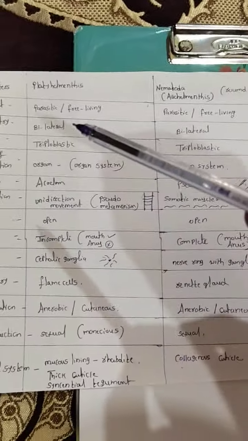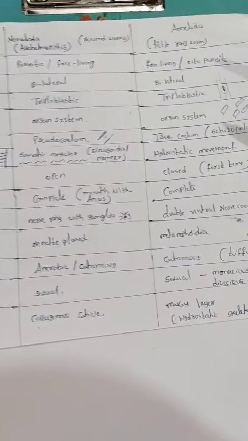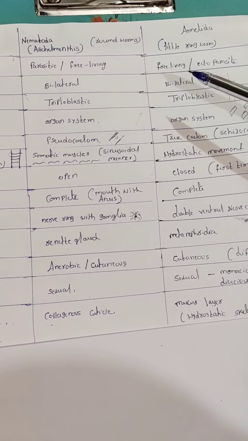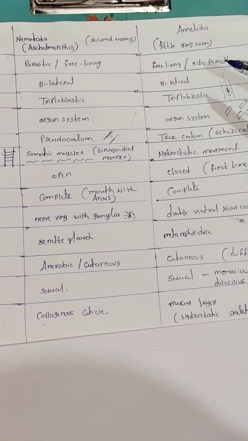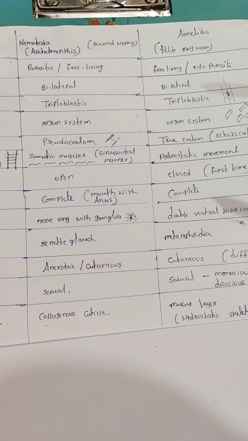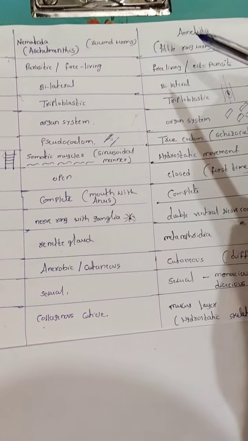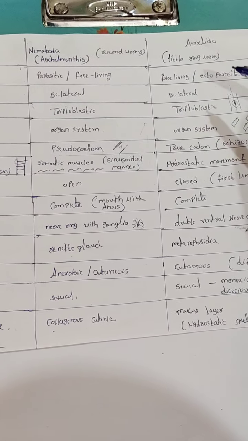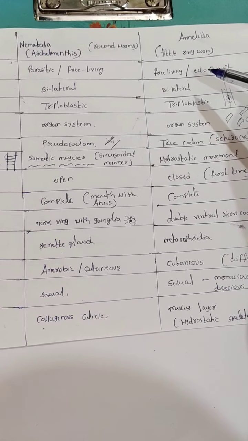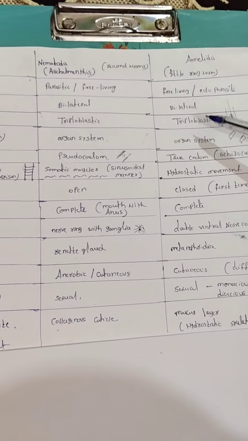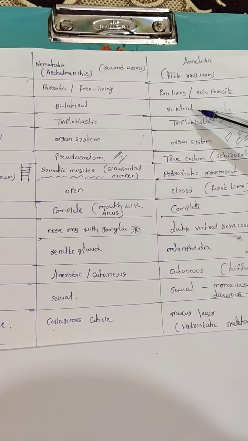Now we can go for the habitat. What type of habitat? Some organisms are free living and some organisms are ectoparasitic in nature. If an organism depends upon another organism on the outside of the body, that parasite is called an ectoparasite. And then symmetry, what type of symmetry?